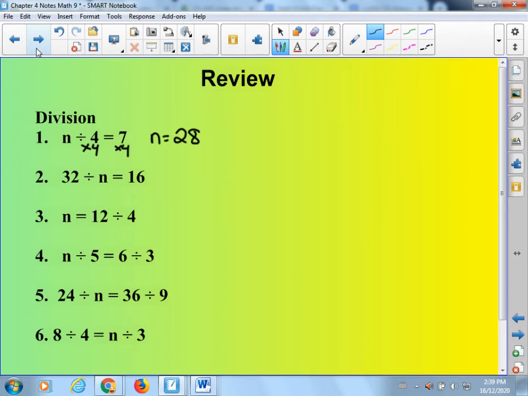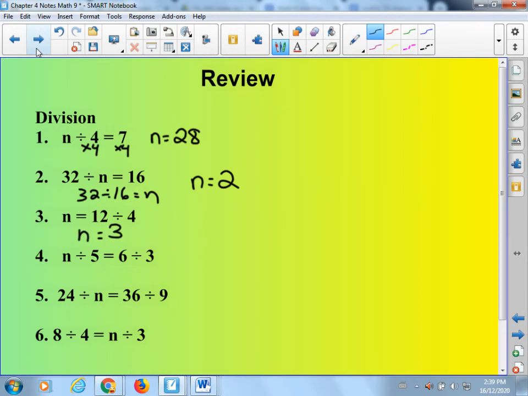32 divided by a number is equal to 16. When it is written like this, we are remembering that I can just trade out the n and the 16. So 32 divided by 16 is the answer for n. So n is actually equal to 2. For 3, that's just a regular equation. 12 divided by 4, n is equal to 3.